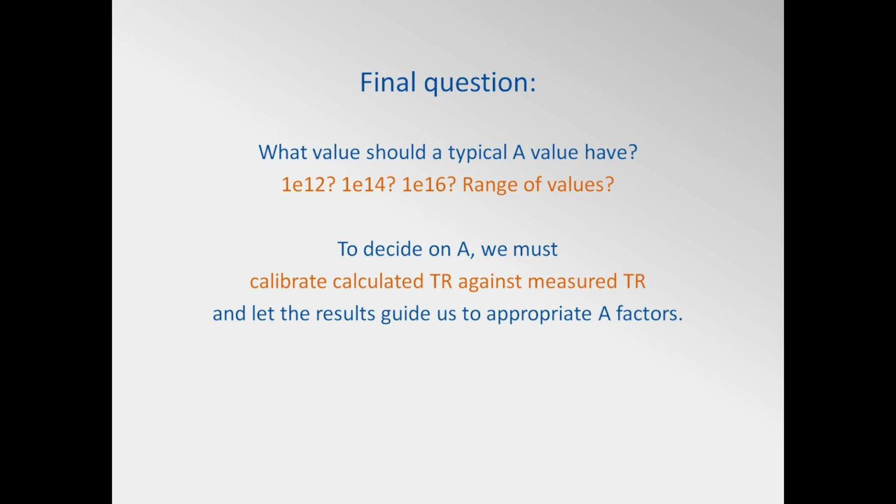1E12, 1E14, 1E16? Should it be a range of values? And to answer this question, in my opinion, to decide on A, we've got to calibrate calculated transformation ratio against measured transformation ratio and let these results guide us in choosing appropriate A factors or a single A factor. But how to do that?